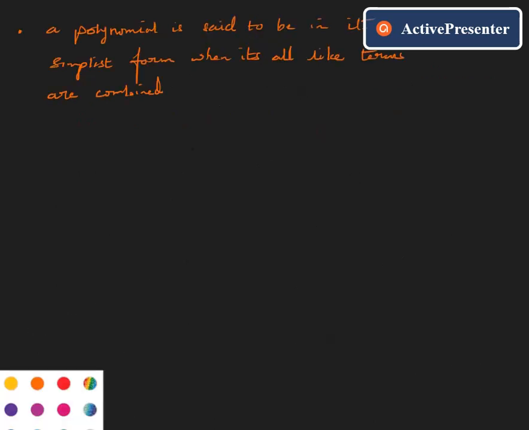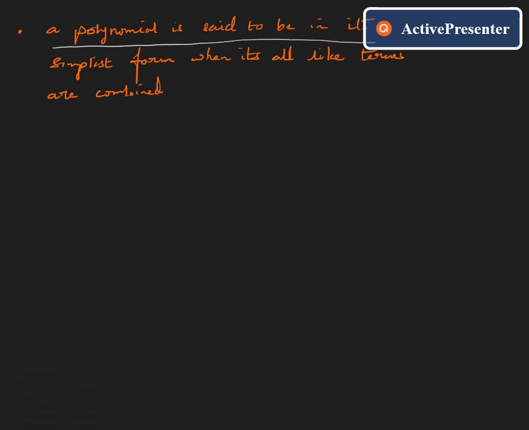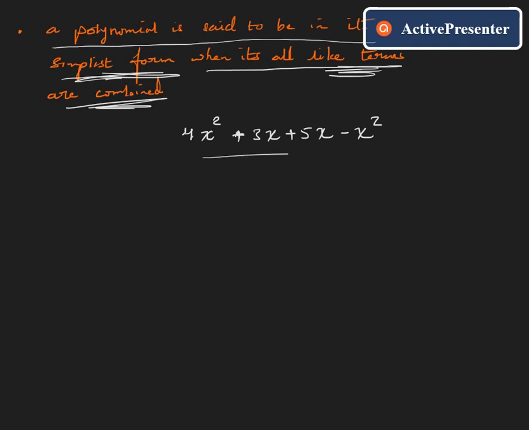A polynomial is said to be in its simplest form when all its like terms are combined. For example, this polynomial is not in the simplest form. Why is that? Because not all its like terms are combined. Here we have like terms. For example, 4x squared and minus x squared are like terms. They are not combined. And here we have 3x and 5x are like terms. They are not combined.